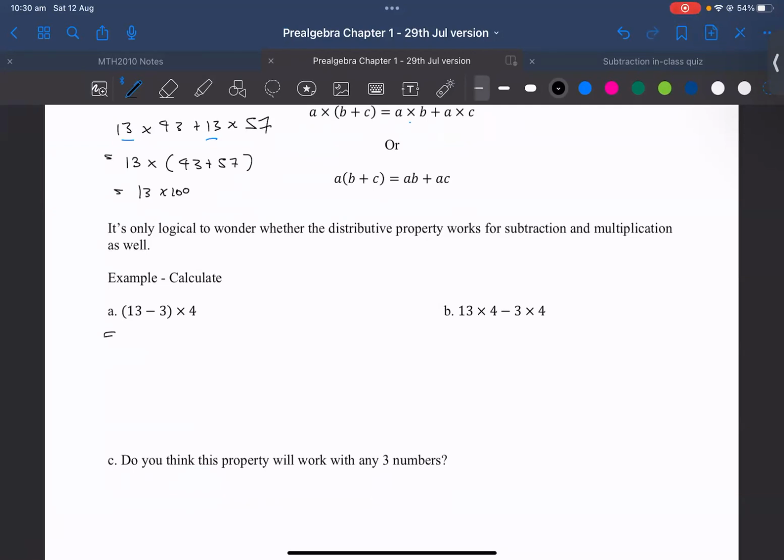Can you guys do these two examples? So (13 minus 3) times 4, and 13 times 4 minus 3 times 4. That's good, Arjun. This is an example, so it should be pretty simple. I think you've got to be careful. Use BODMAS, Arjun.